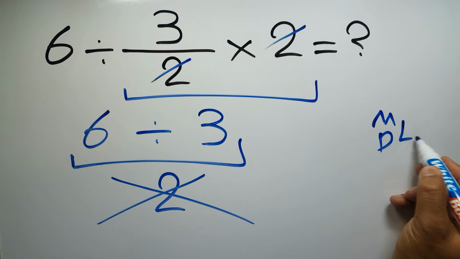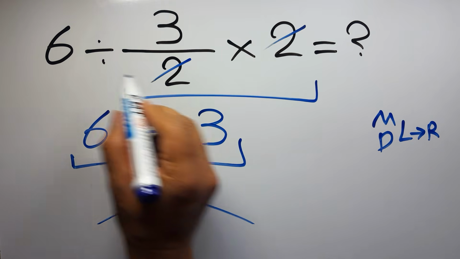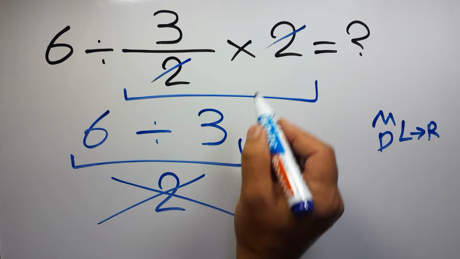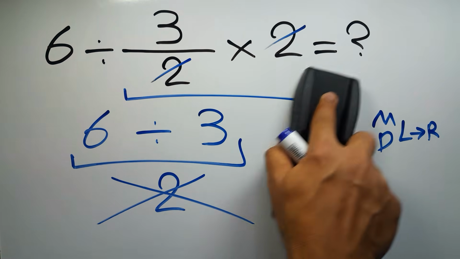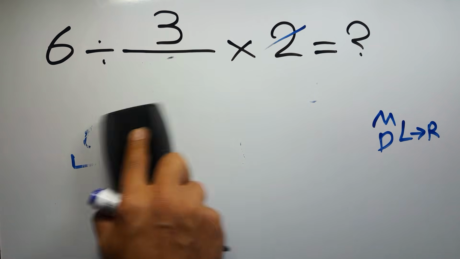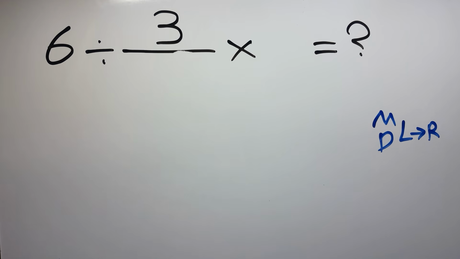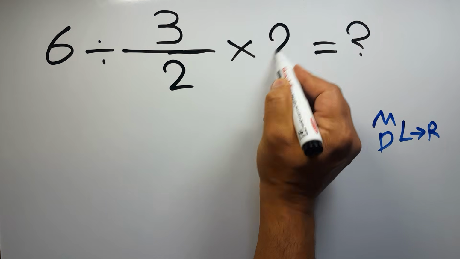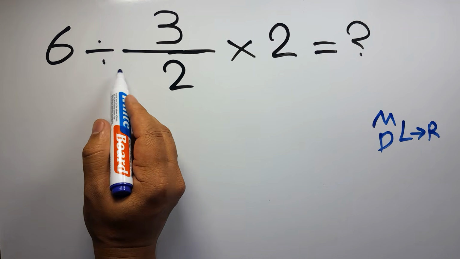priority and we have to work from left to right. So here, first we have to do this division, then this multiplication. If we do this multiplication before this division, it is wrong. So first we have to do this division.